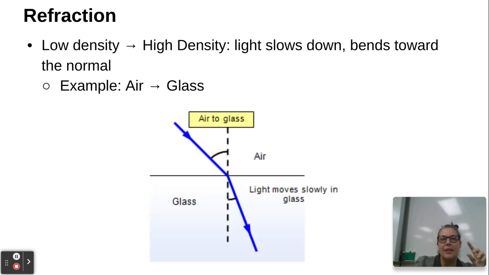Now it's the opposite if you go from low density to high density. So when you're going from the pavement to the sand, the light slows down and it's going to bend towards the normal. So it's slowing down. It's not zooming off very quickly. It's slowing down. It's taking its time. It's getting closer to normal. So one example can be going from air to glass.